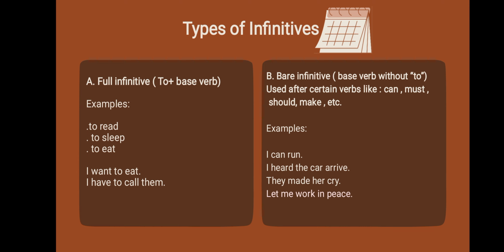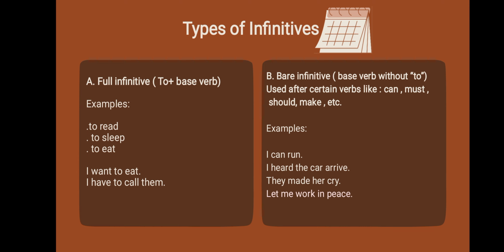We can create a full infinitive by taking the base form of a verb and adding to before it. For example, to read, to sleep, to eat. And here are some examples of infinitives in a sentence. I want to eat. I have to call them.